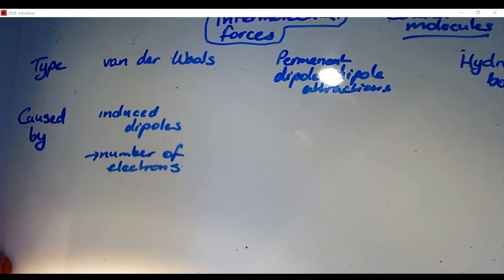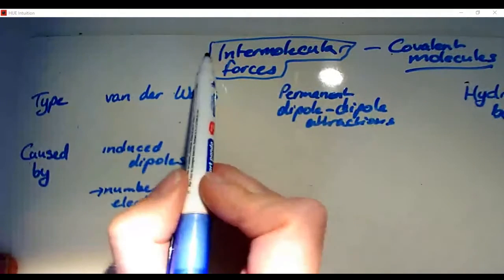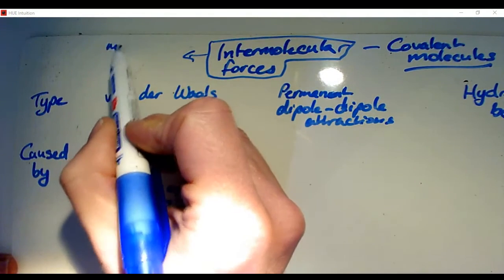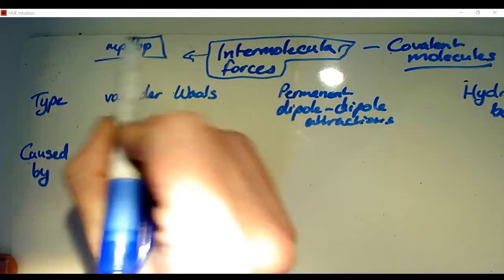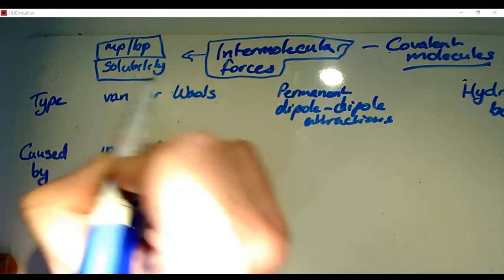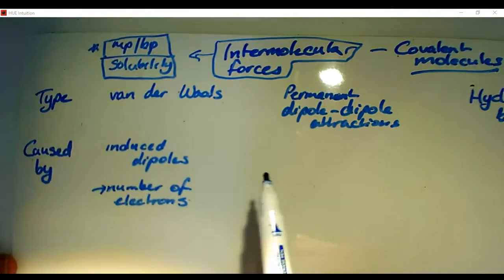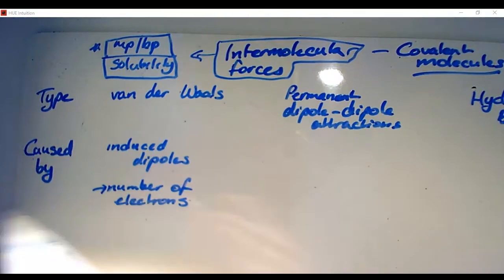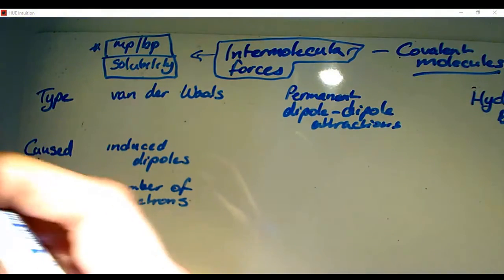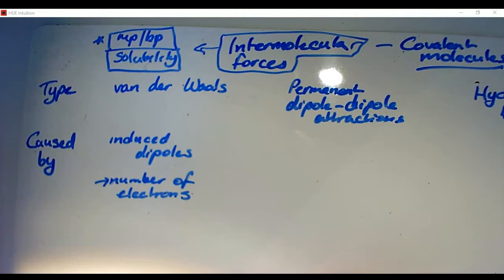Bear in mind that intermolecular forces influence particular properties, particularly melting point and boiling point, and solubility as well, which we'll meet this year. But mainly melting and boiling point. The stronger the forces of attraction, the higher the melting and boiling point of a substance is going to be. You can measure that, and it gives you information on how strong the forces are at the atomic and molecular level.